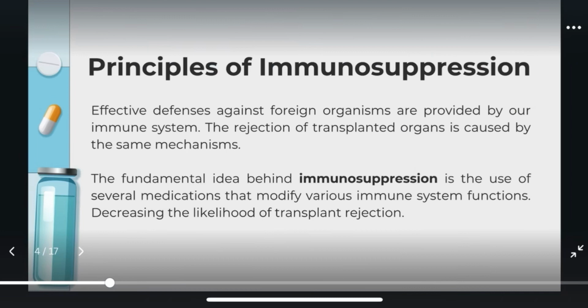So, the principles of immunosuppression. Effective defenses against foreign organisms are provided by our immune system. The rejection of transplanted organs is caused by the same mechanisms. The fundamental idea behind immunosuppression is the use of several medications that modify various immune system functions, decreasing the likelihood of transplant rejection.